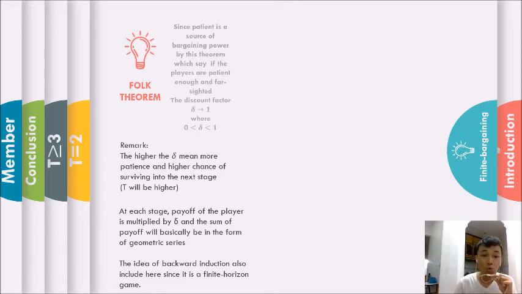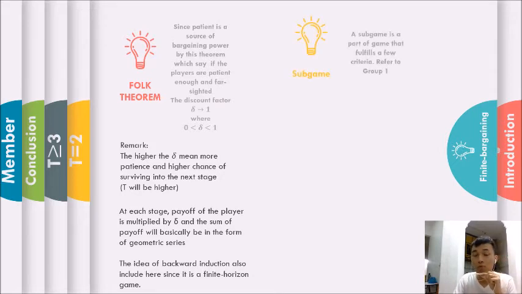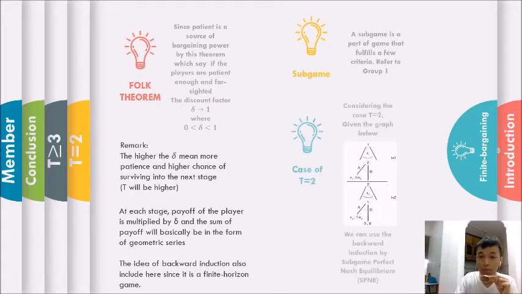So as T gets higher, at each stage the payoff is multiplied by the discount factor, and the sum of the payoffs is basically a geometric series. So actually this is using the idea of backward induction, which applies here since it is a finite horizon game, introduced by group 1. Notice that this is actually a subgame, with T equals 2, which is part of the whole game. And a subgame is part of a game which fulfills a few criteria. It is also brought out by group 1.